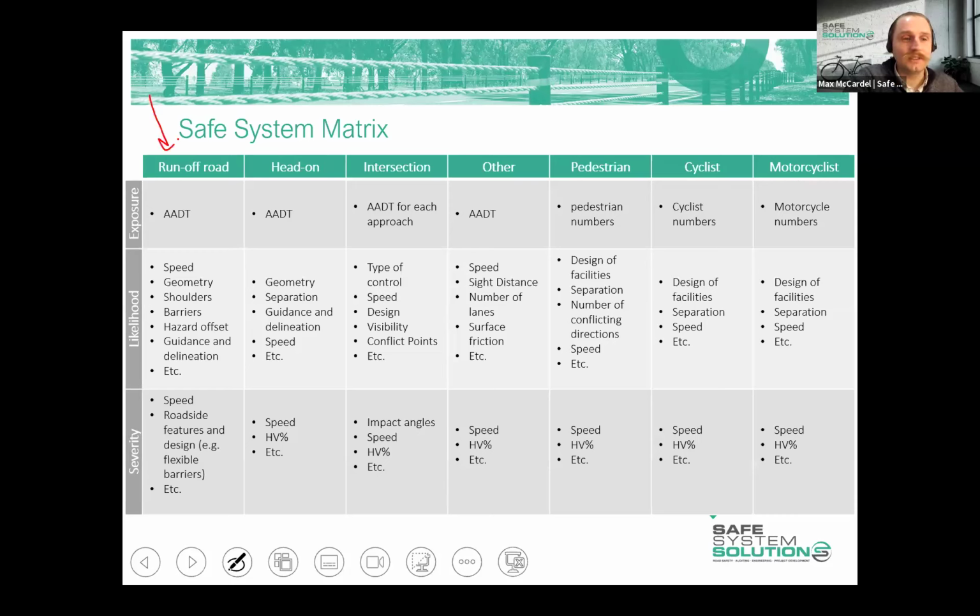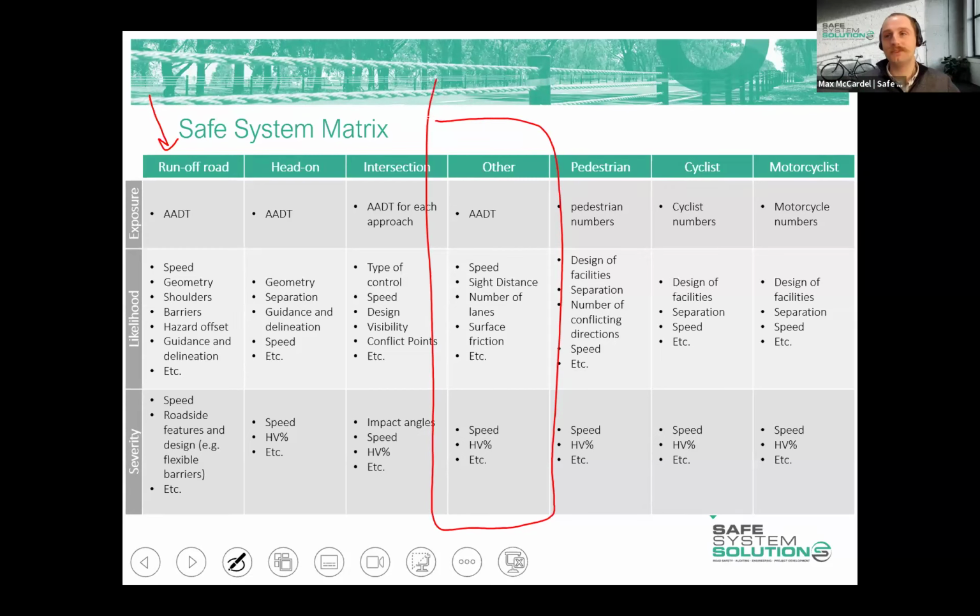The columns at the top, we can see we've got the headings of those 7 crash types. So we've got run-off road, head-on, intersection, other, pedestrian, cyclist, motorcyclist. Now, I did say I was going to define what that other category is. And the easiest way is it's a catch-all. So any other crash type that does not neatly fit into those other categories.